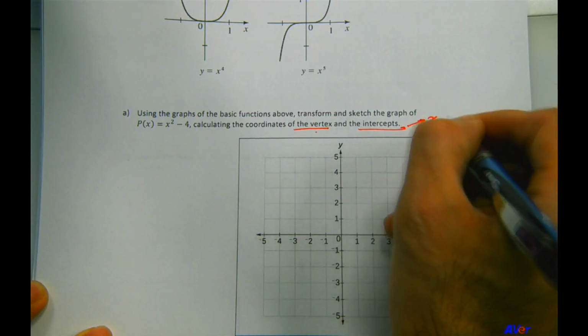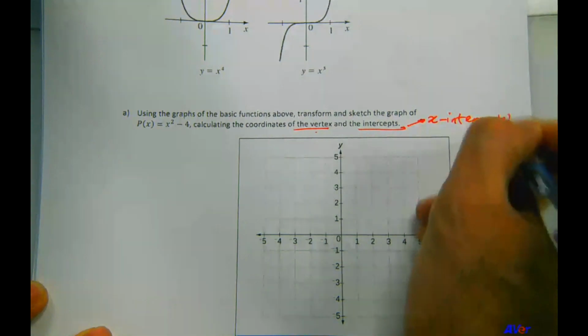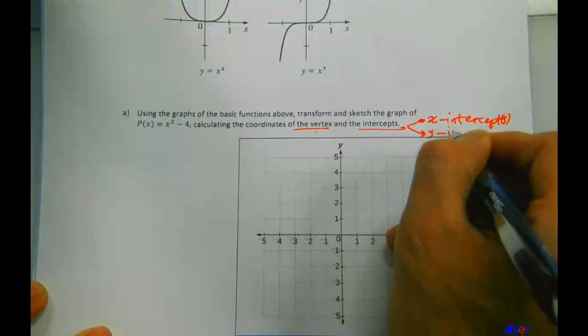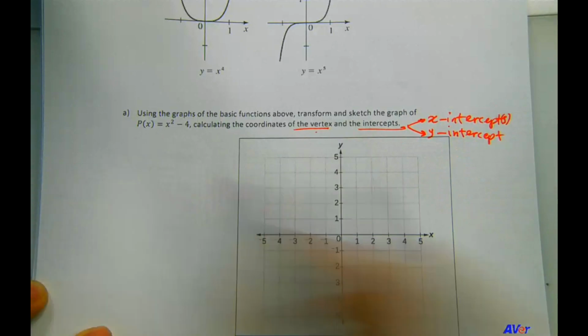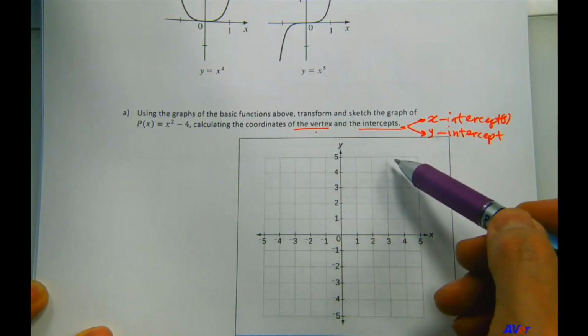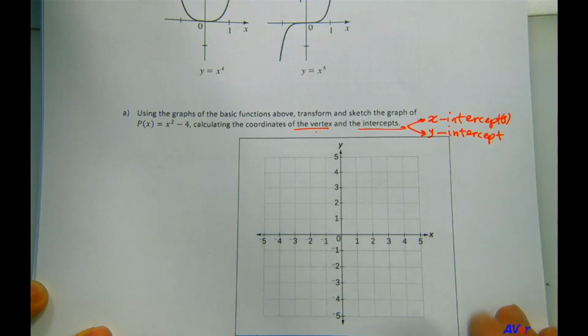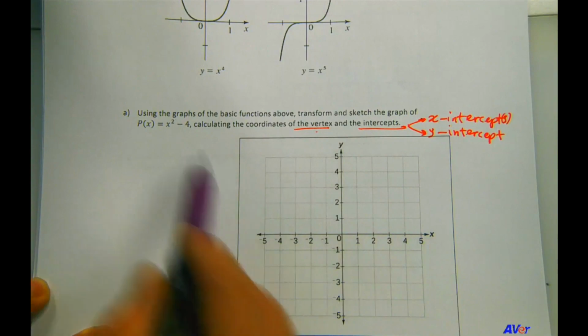Okay, so the x-intercept or x-intercepts and the y-intercept. That's what they're talking about, where the graph of this function intersects the x and y axis. Okay, so let's do this in the order in which they're asking us to do it.